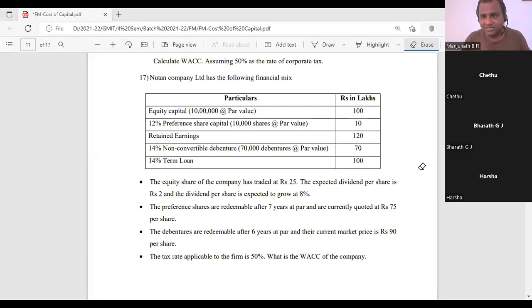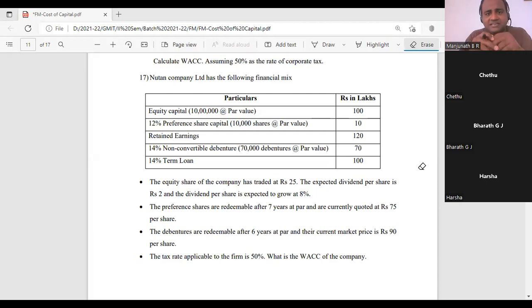By the way, I'm recording this session now just for the sake of easy understanding for you guys. Once again, very good morning to everyone. We have 25 participants in the class, and we are reviewing the cost of capital problems. As I mentioned in the group, we are going with question number 17 now.